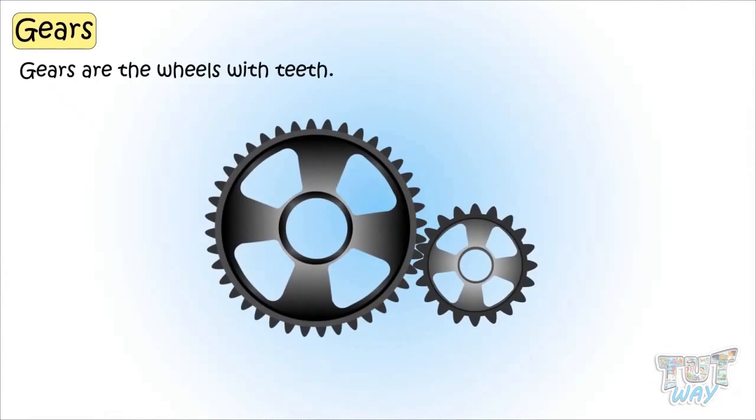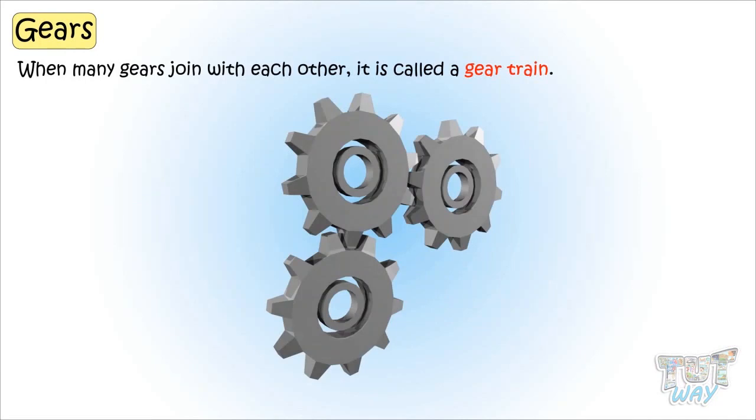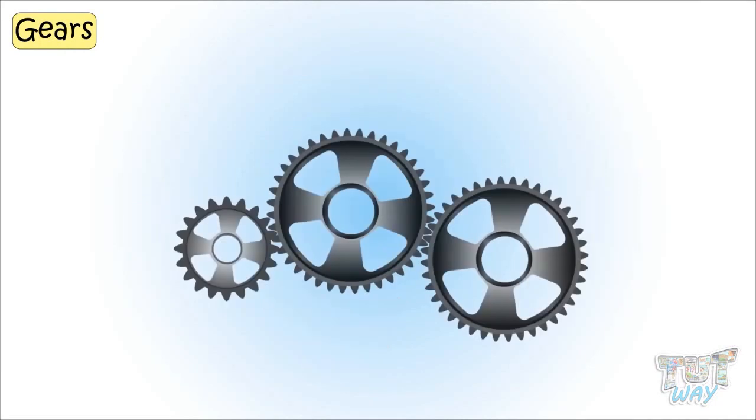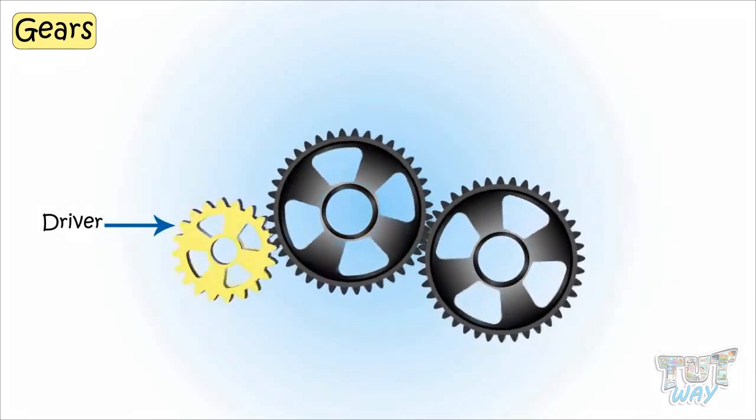We know gears are the wheels with teeth, and gears always work in pairs. Teeth of one gear interlock with the teeth of the other gear, or they are meshed. Many gears joined with each other is called a gear train. Driver is the first gear that starts the movement.